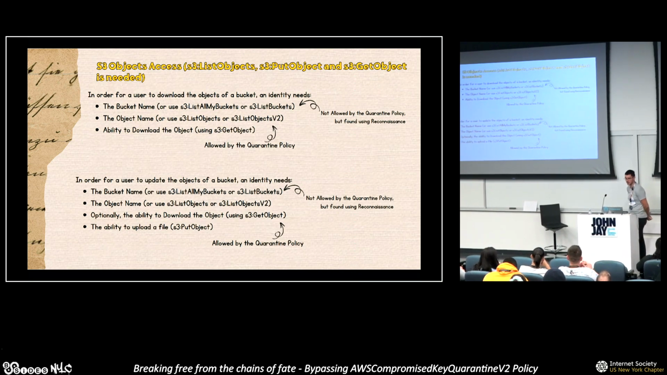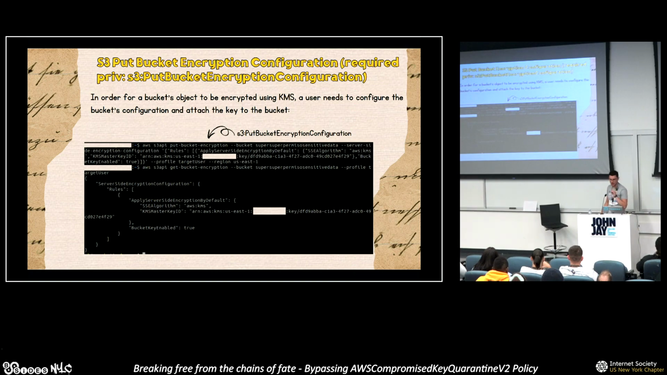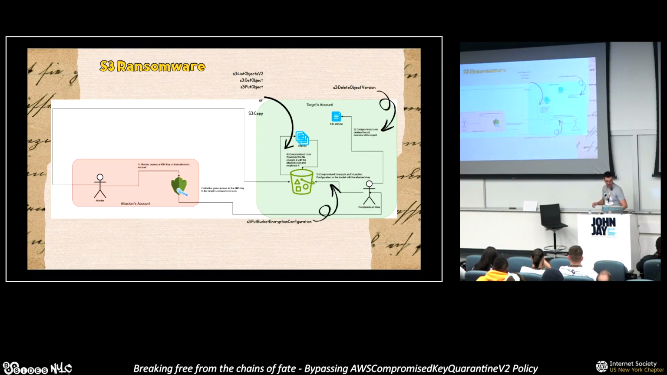Then we have object access. You can just download or upload objects. So put, upload, get, download, easy as that. You cannot delete objects, but as I said, you can upload and download them. And you can also put the encryption configuration on a bucket, which again, why is this important? Because you can ransomware with both of them.